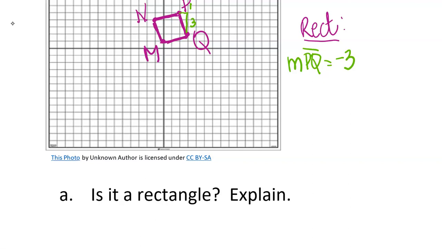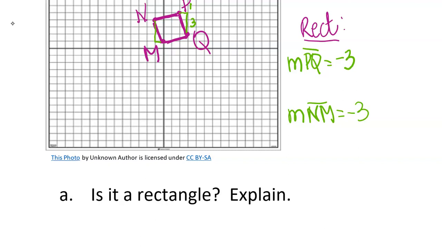Now, what else do we know about this one? Would that be the same? NM? Sure looks the same to me. So I'm going to say the slope of, I'm going to leave a space though. Okay, so the slope of NM is also negative 3.